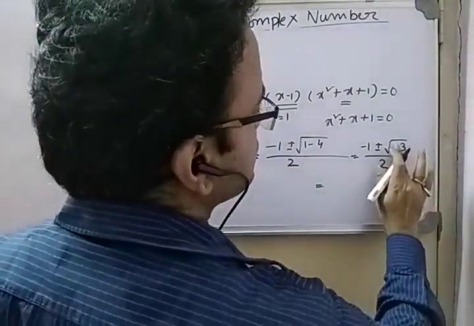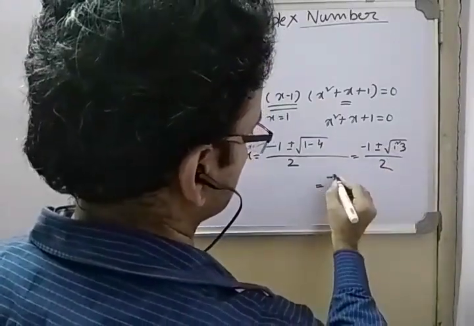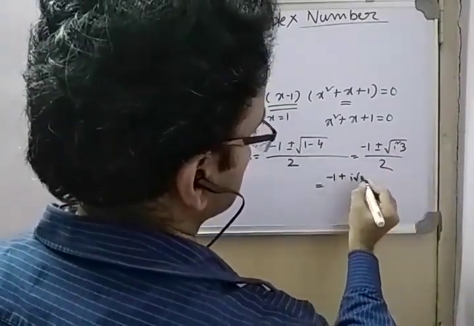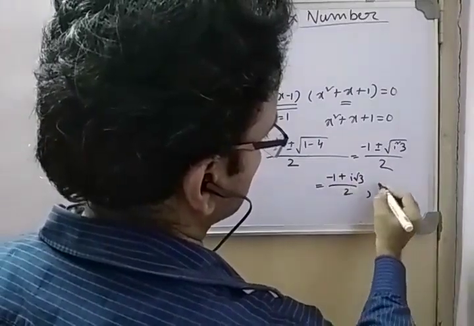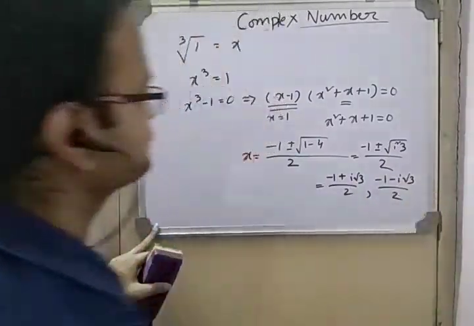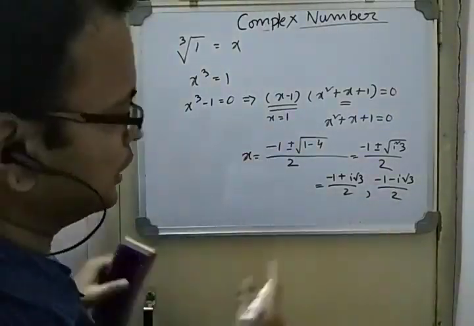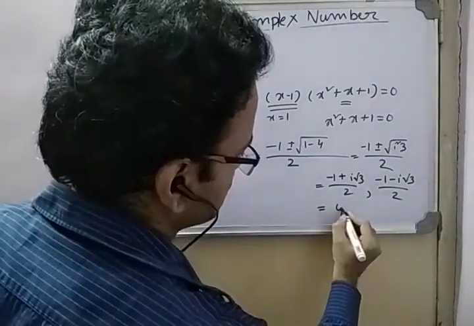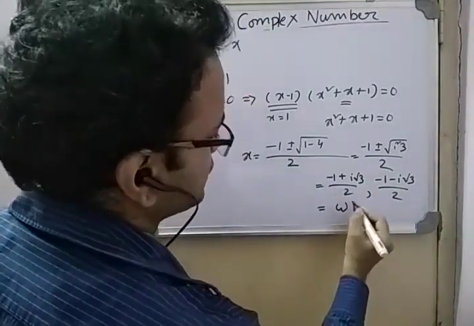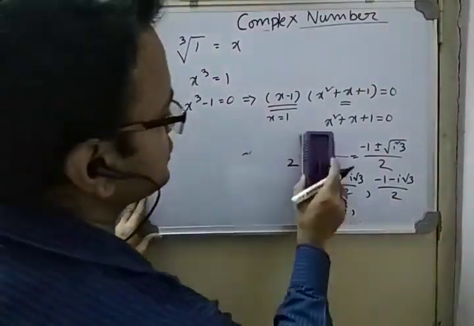Here, minus 3 we can write as i square times 3, so actually it is i root 3. So minus 1 plus i root 3 by 2 is one root, and another is minus 1 minus i root 3 by 2. So x is one value, and the other two are these. In complex numbers, this is generally represented: one of these is omega.